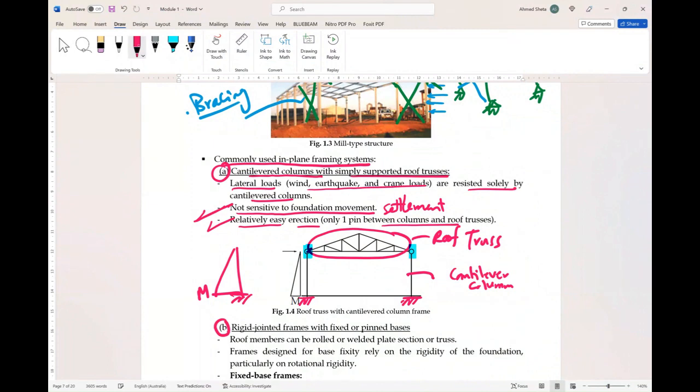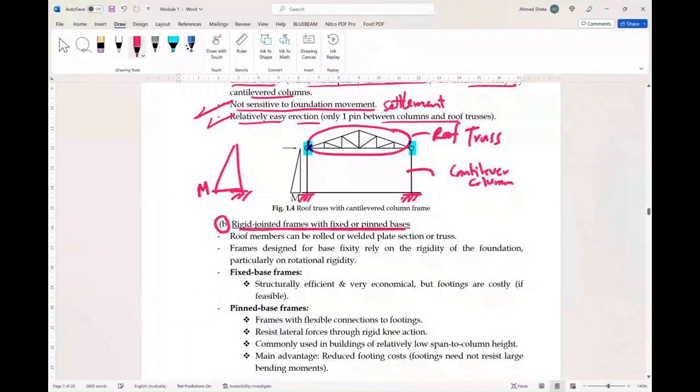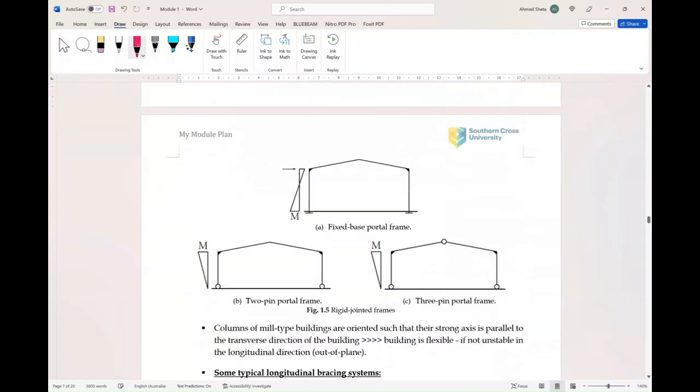The second type of in-plane framing system is the rigid jointed frame with fixed or hinged base. In this figure is an example of this system. As you can see, the connections between the column and the girder or the roof are rigid. All these are rigid joints.